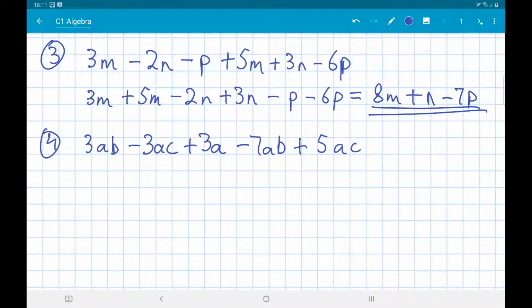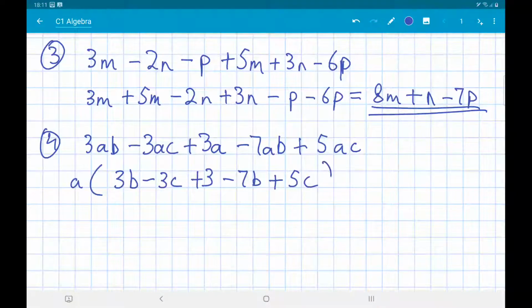If we take a look at this entire equation, the common factor in all of these terms is the letter a. So we're just going to take a out of the equation and look at it in a different way. So we have a outside, and we have 3b minus 3c plus 3 minus 7b plus 5c. It makes it a little more manageable. And now we can simplify this, and we are left with a on the outside again.